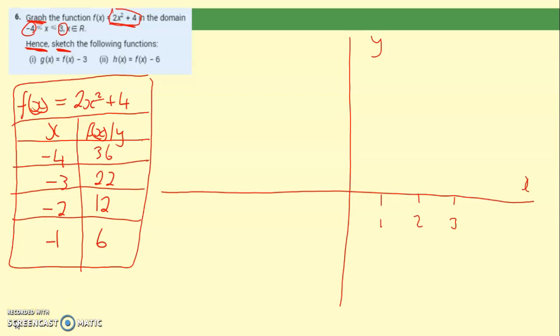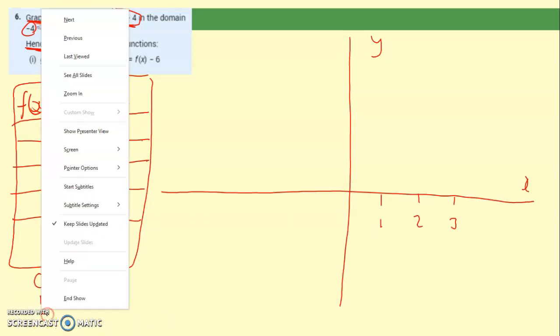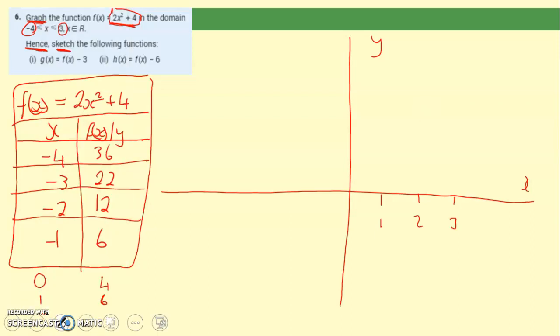So I'm just going to fill in the rest of these values here. So we have, when x is 0, f of x is 4. When x is 1, f of x is 6. When x is 2, f of x is 12. And when x is 3, f of x is 22.